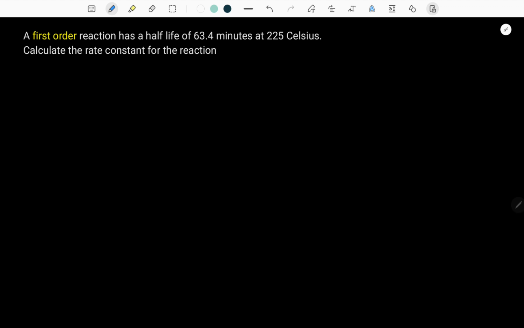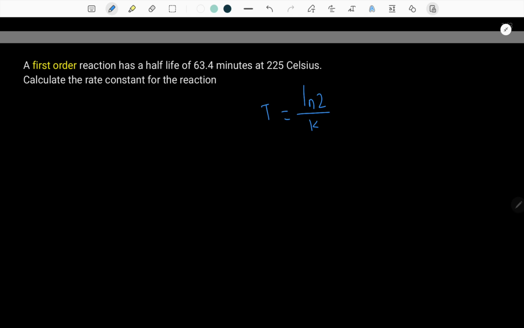So in this question, it is a first order reaction which has a half-life of 63.4 minutes at this temperature. Temperature does not matter. And then it's asking you to calculate the rate constant for the reaction. So now let's get the formula for first order. First order is ln2 over k. K is the rate constant, and we have the half-life, which I'm going to write as t, which is going to be 63.4. So now let's plug in the values.